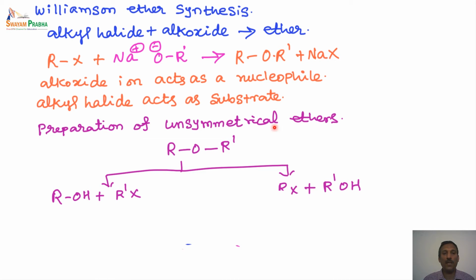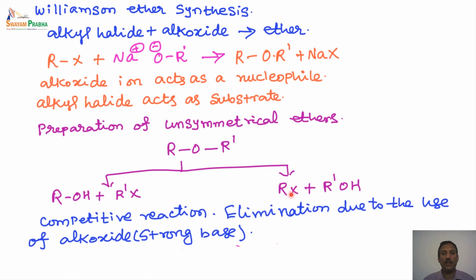So if you have to prepare an unsymmetrical ether, we have two combinations possible. One of the units, in this particular case the R prime unit, may be the substrate or the alkyl halide, and in the other method, the RX is the alkyl halide or the starting material. So there is a competitive reaction in this particular case, because the elimination, due to the use of alkoxide, which is a strong base, is a competitive reaction. So we have two: one is a substitution reaction, another one is an elimination reaction occurring.